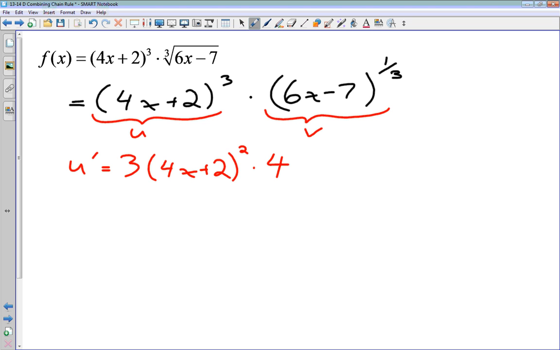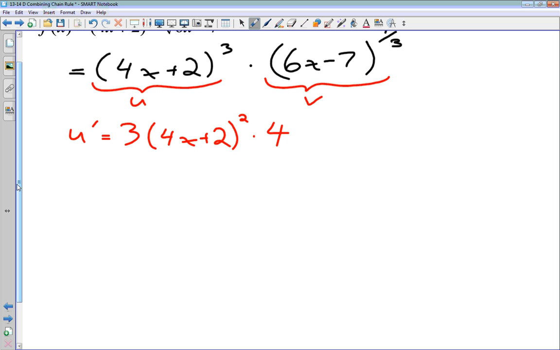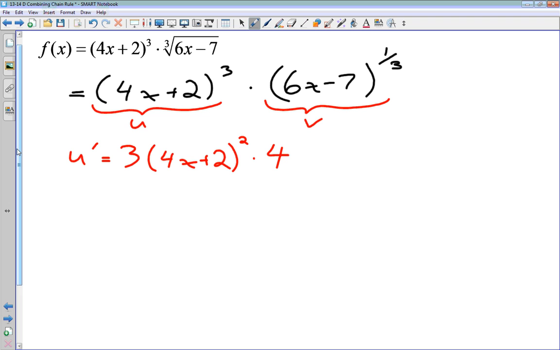Right. Okay, we bring down the 3, subtract 1 from our exponent, keep what's inside the bracket exactly the same, and then multiply by the derivative of what's inside. Derivative of 4x plus 2 is just 4. What about our derivative v primed here? What are we going to get when we do that derivative?